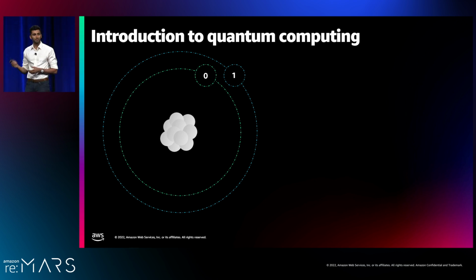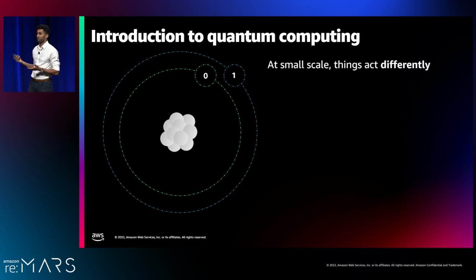Now, this is a totally valid way of storing a bit of information. You can retrieve if the electron is in 1 or 0 using lasers, and you can even flip between them to do real computation. So this is all well and good. But it turns out that at this scale, you can do more. And that's because at this scale, things act quantumly. They act very differently. We'll call a bit that acts differently in this quantum way a qubit.